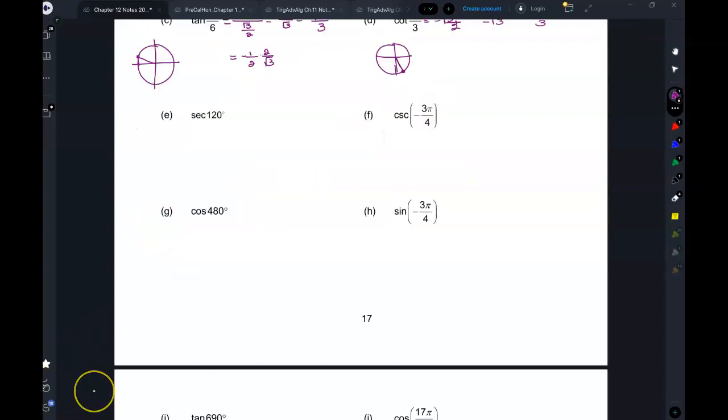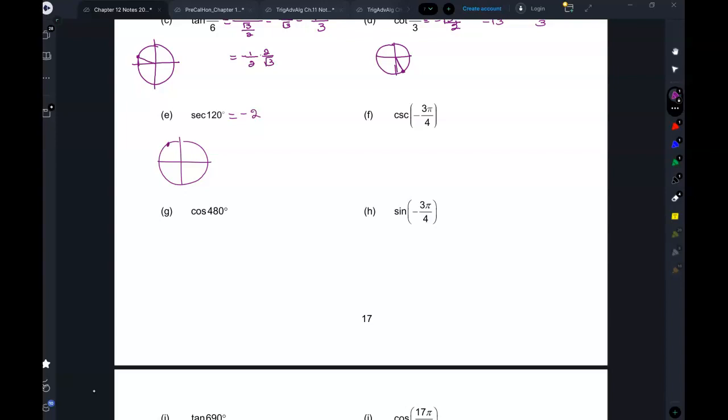Pause. Focus. Okay, secant of 120. 120 is here. Now, to go there, I need to go horizontally negative 1/2, vertically root 3 over 2. So the cosine is negative 1/2, right? But the secant is going to be the opposite of that, negative 2. Okay? All right, next one.